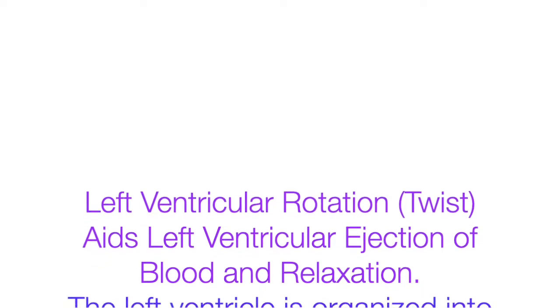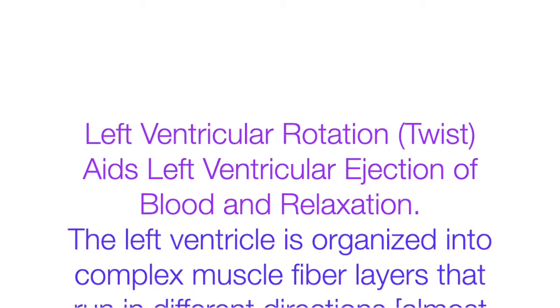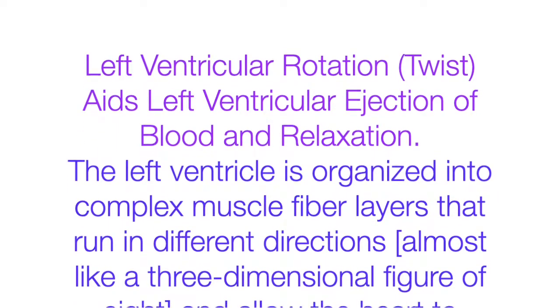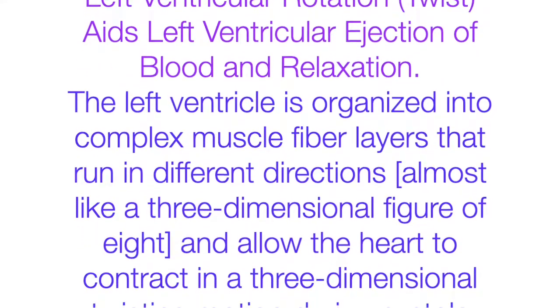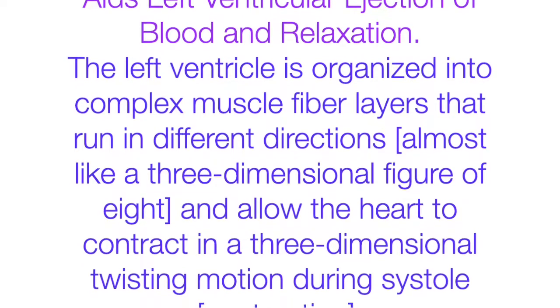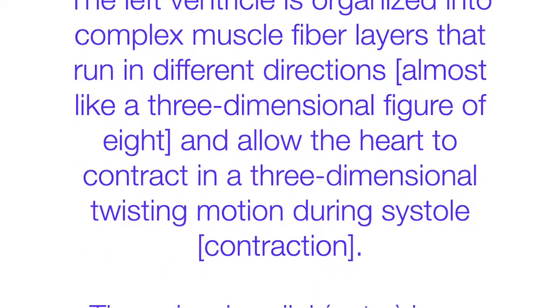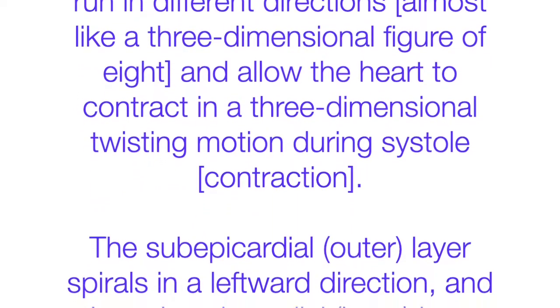Left ventricular rotation, that is twist, aids left ventricular ejection of blood and relaxation. The left ventricle is organized into complex muscle fiber layers that run in different directions, almost like a three-dimensional figure of eight, and allow the heart to contract in a three-dimensional twisting motion during systole, that is contraction.